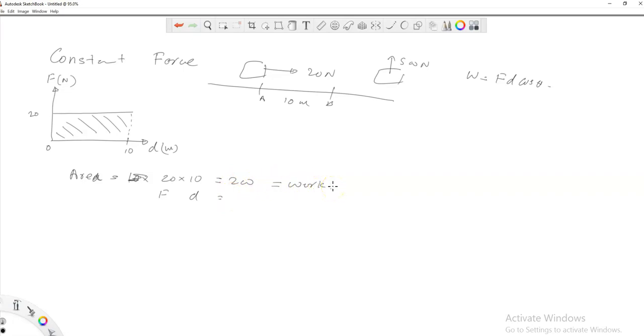If you draw a force versus distance graph, again, it's not force versus time, right? We used to draw a lot of graphs with time. This time we take distance as our x-axis and force as the y-axis. You plot the graph, you calculate the area, and that gives you the work. Okay? So for constant forces, it's going to be a constant horizontal line.